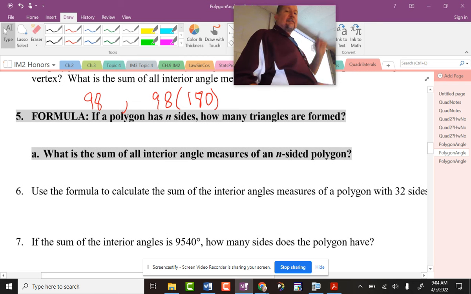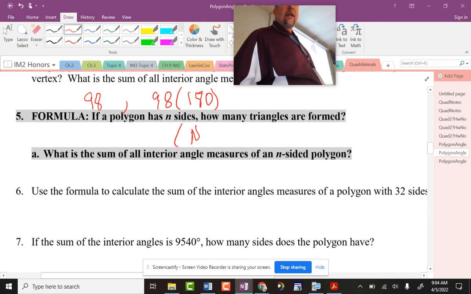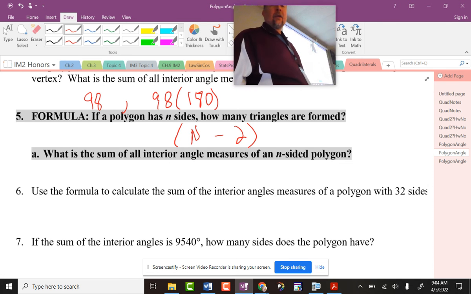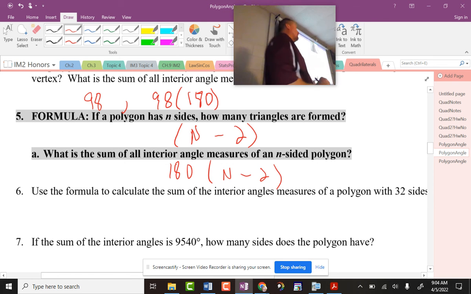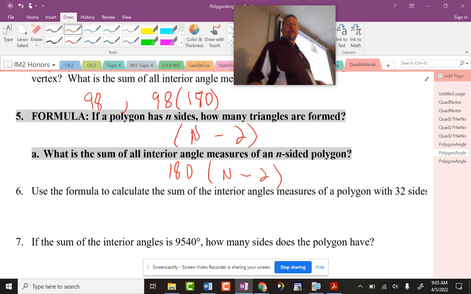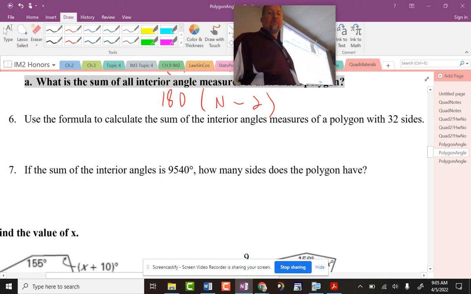What you should have had next is, if a polygon has n sides, how many triangles are formed? n minus 2. Two less than the amount of sides that you have. There's an expression, a rule for any-sided figure. Then the sum of the interior angles: that's how many triangles you have, and each triangle has a sum of 180. So it's 180 times (n minus 2). That's why I highlighted this as the formula that you should have for this.